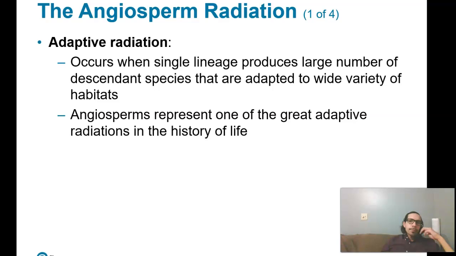So when we talk about the diversification of land plants, we're really talking about the diversification of angiosperms. An adaptive radiation occurs when a single lineage produces large numbers of descendant species that are adapted for a variety of habitats.